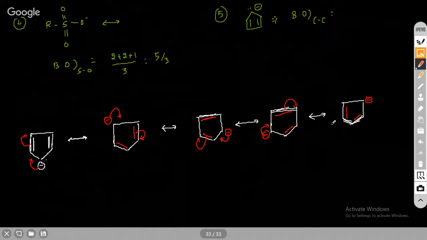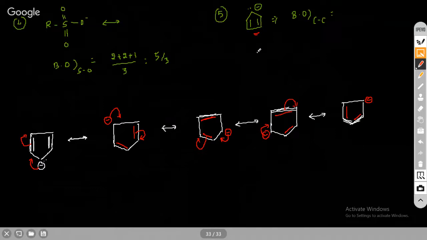Is any other structure possible in this? We don't have any other structure possible. Yes. If this bond comes over, this pi electron comes over here, this will come here, and then we'll get the first structure only. So we are talking about this example, right?